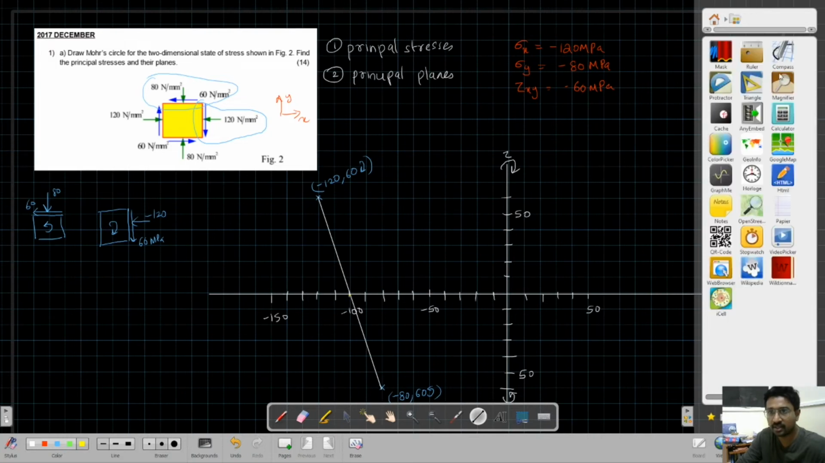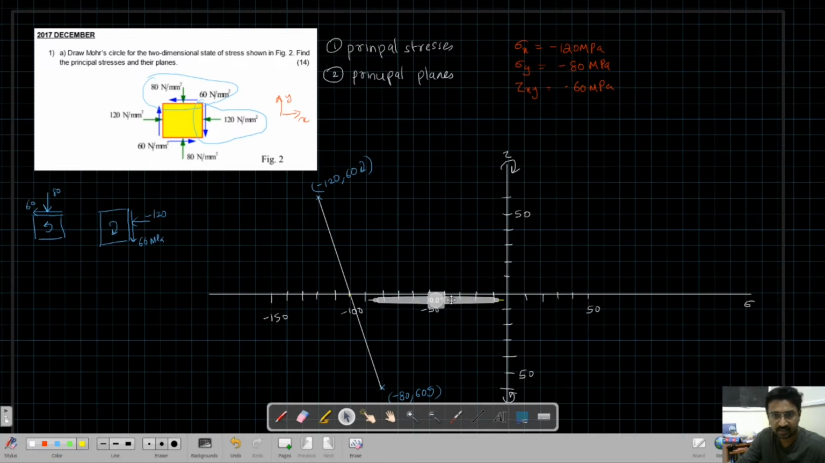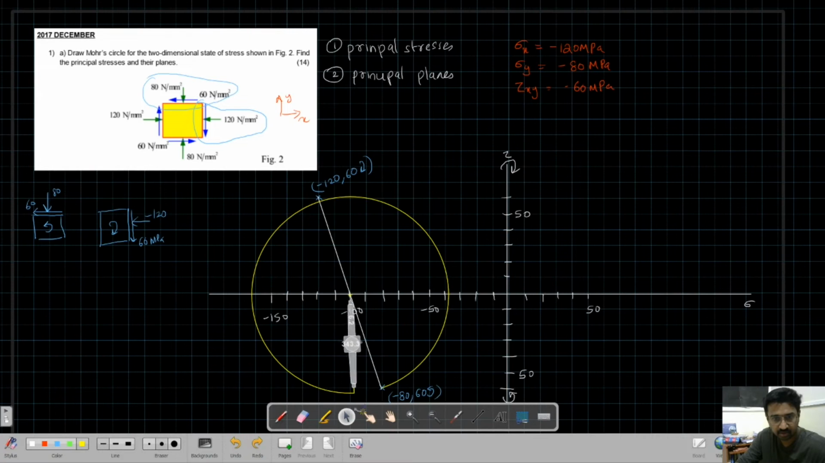So what I will do is take a compass. I will put the center here and rotate it. I will adjust the radius. So I think I am okay. Yeah, I will draw the circle. So this is the Mohr circle.